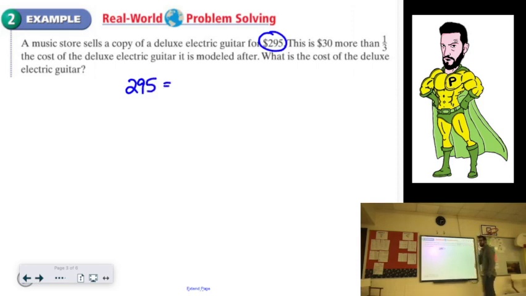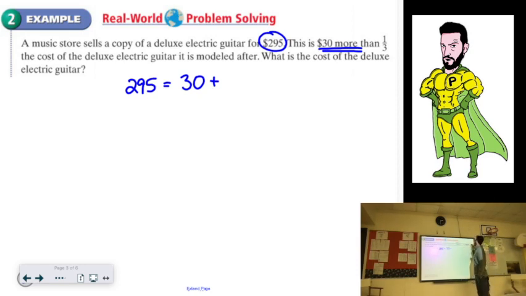Now, we'll do the deluxe stuff on the right. This is $30 more than 1/3 of the deluxe electric guitar. So not the copy. This is like the real deal. So it says $30 more than. What operation do you think of when you hear more than? Yeah, addition. So we're going to have 30 plus, or you could have whatever we're going to have here plus the 30. Makes no difference.